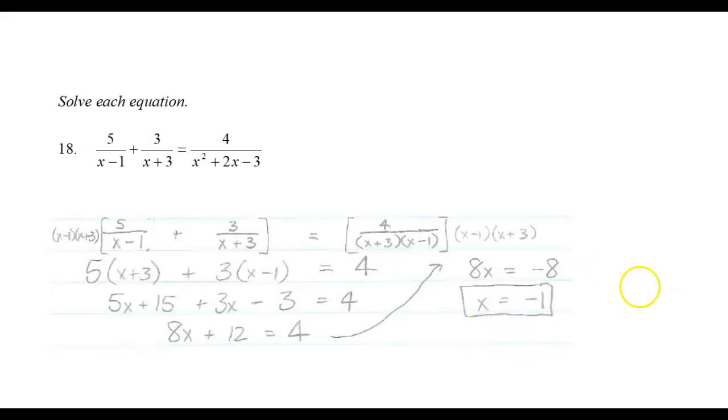And there's one more thing I need to think about. I need to make sure that if x is -1, that does not give me any zeros in denominators in the original equation. So if I go back up here and check, if I put in -1 for x, well, a -1 minus 1 would be a -2 here. A -1 plus 3 would be a +2 here. This would be, well, it wouldn't be 0. So we don't have zeros in any denominator, so that is the solution. It does work.